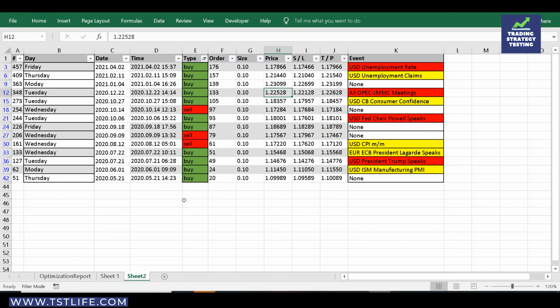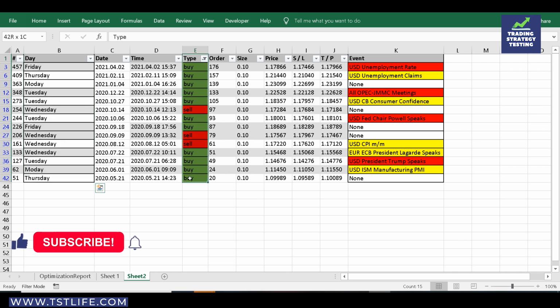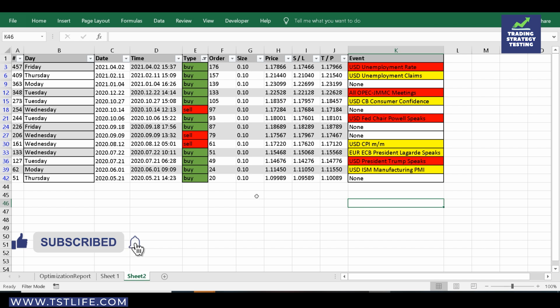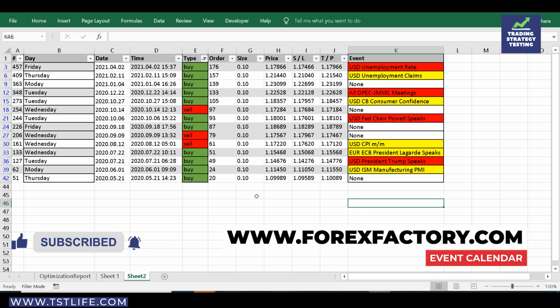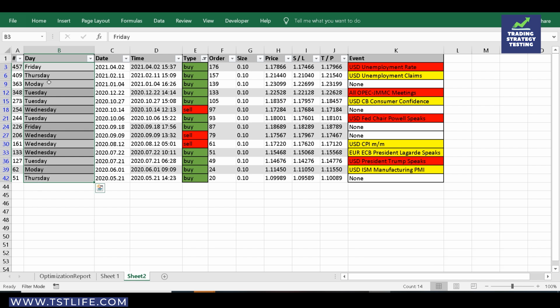Alright, we need to add 3 columns. One highlighting the day when the order was triggered, the second for the type of order, and the third one showing any major event that happened on that day. You can find the list of events on websites such as forexfactory.com. Try to focus on important events which are either in red or yellow. You can notice that the losing trades were triggered on different days. Therefore, the day is not an important factor that we can use to filter out the losing trades.